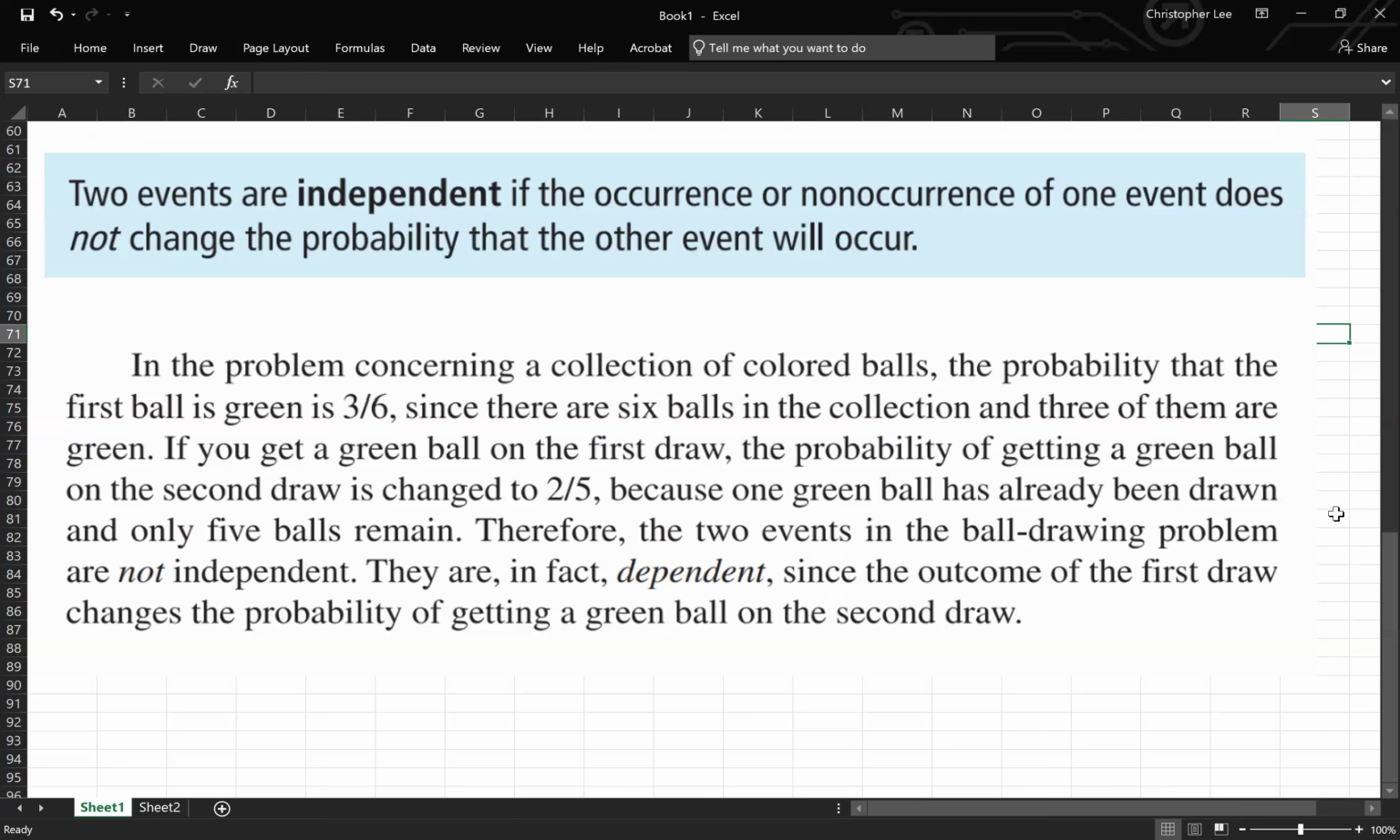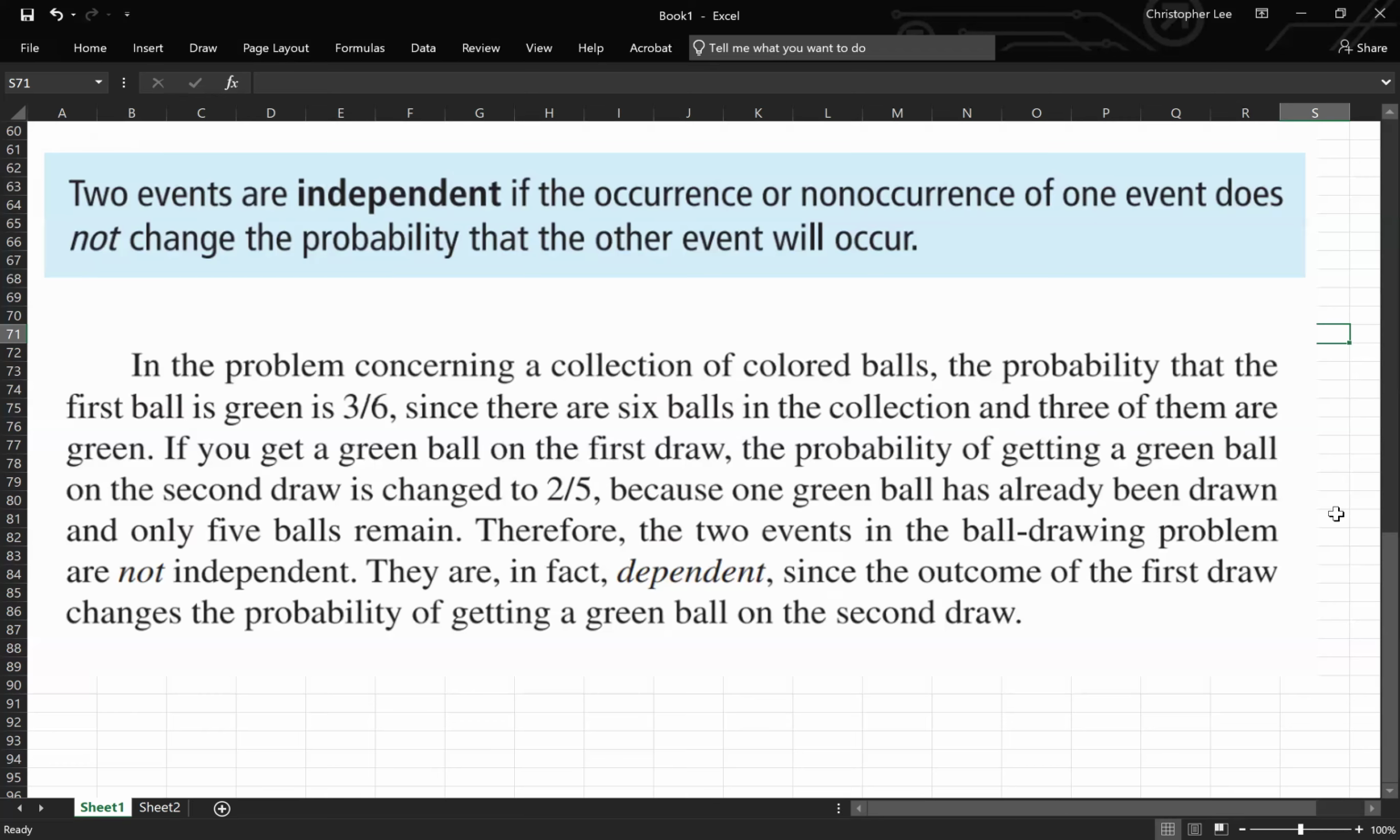So I want to pick out a green ball first, and then a green ball second, right? Now, when I take out the first green ball, that's the number of green balls divided by how many balls in total are in the bag. But when I go to take out the second green ball, there's now one less green ball in the bag, and one less ball overall.